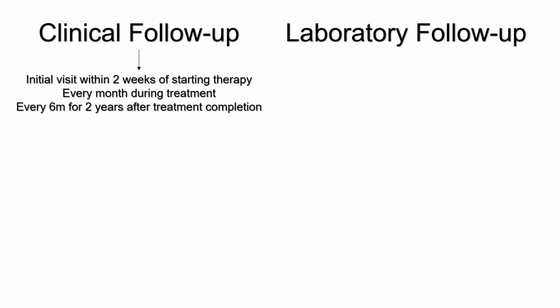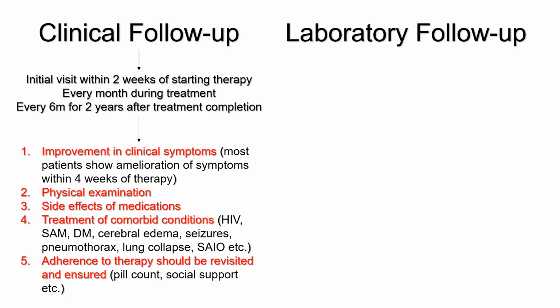So in clinical follow-up, what are the things that we have to see? We have to see for improvement in clinical symptoms, that is most patients show amelioration of symptoms within 4 weeks of therapy. We have to do a detailed physical examination and look for any signs and symptoms that might suggest deterioration of condition or adverse drug reactions or any worsening of symptoms, worsening of signs.